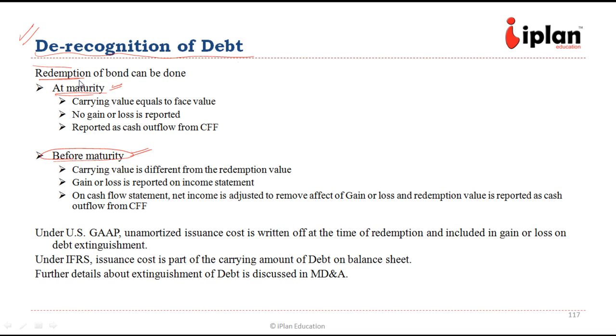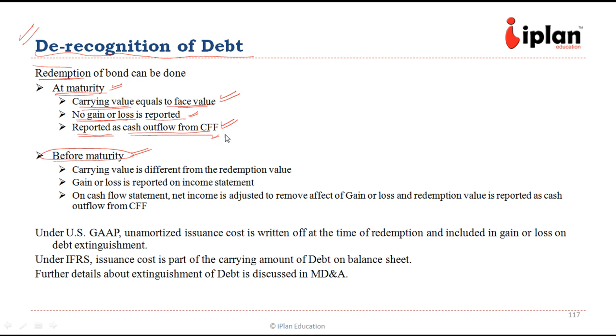So when the redemption of the bond is done at maturity, the carrying value becomes equal to the face value, as we have seen in the case of a discount bond. No gain or loss is reported. Since the carrying value is equal to the face value, there is no loss or gain, and it is reported as cash outflow from financing activities. Since we are redeeming the bond, we are paying back the amount which we have borrowed. So it is a cash outflow and it is a financing activity.